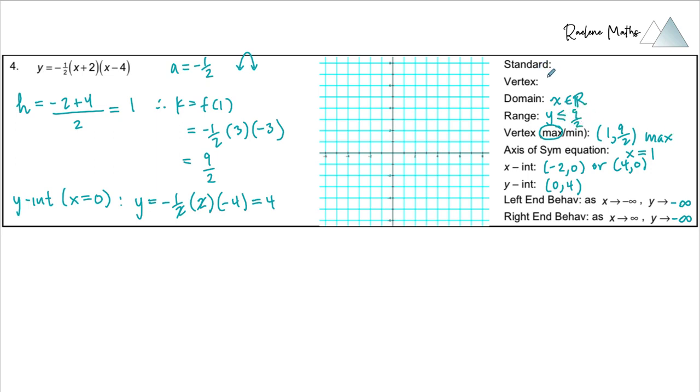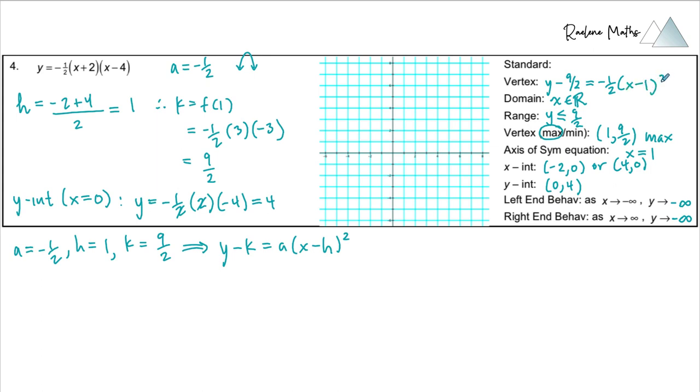We'll also put the vertex in, the vertex form rather, so I know a is equal to -1/2, h is equal to 1, and k is equal to 9 over 2. So the vertex form again is y minus k equals a times x minus h all squared. So I'll just put the answer up here for the vertex form. Y minus 9 over 2 equals -1/2 times x minus 1 in brackets squared.